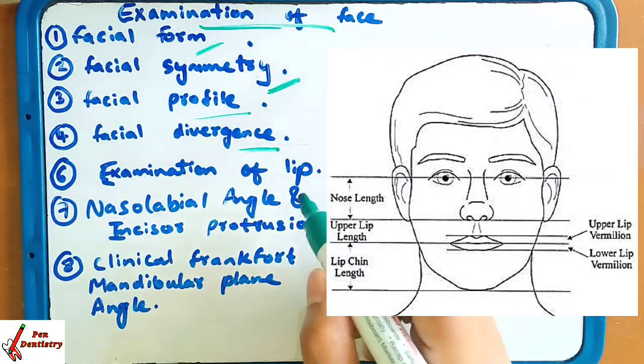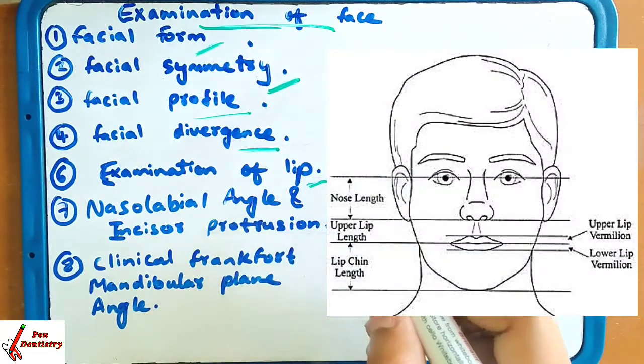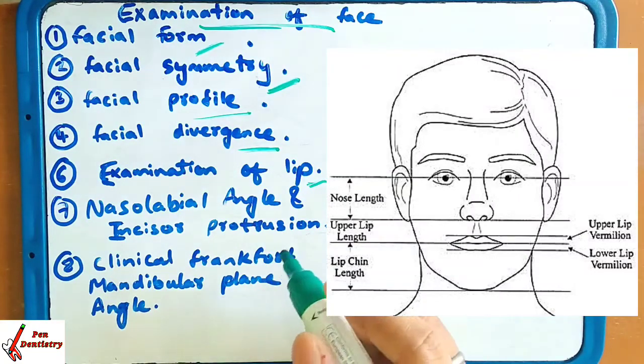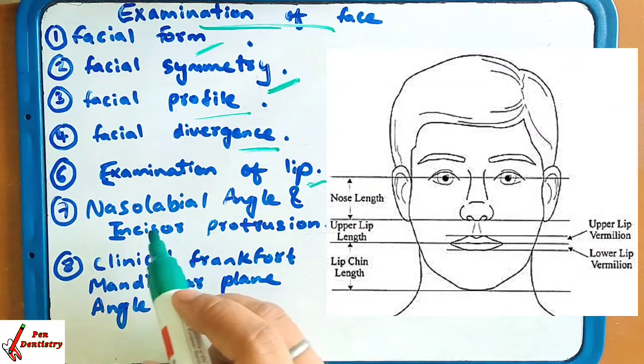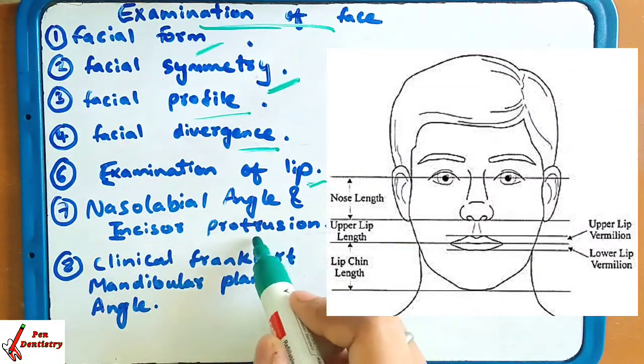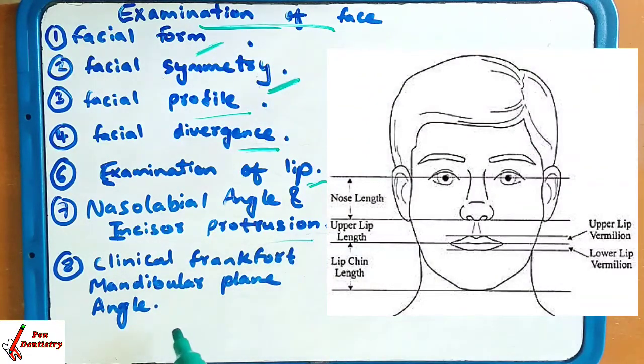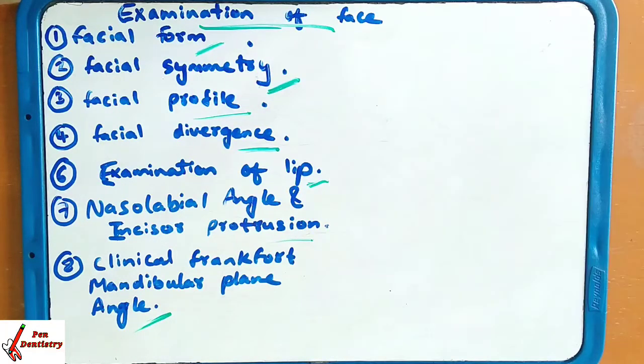Examination of the lip, whether the lip is competent or incompetent, we are going to learn. Nasolabial angle and incisor protrusion we are going to cover in this examination of the face, and clinical Frankfurt mandibular plane angle also we are going to cover. Let's get started with these subtopics in a very detailed manner.